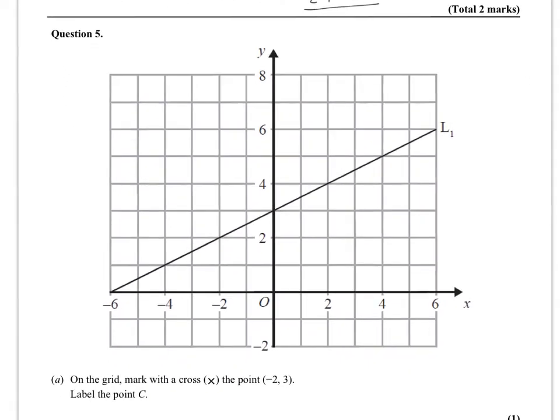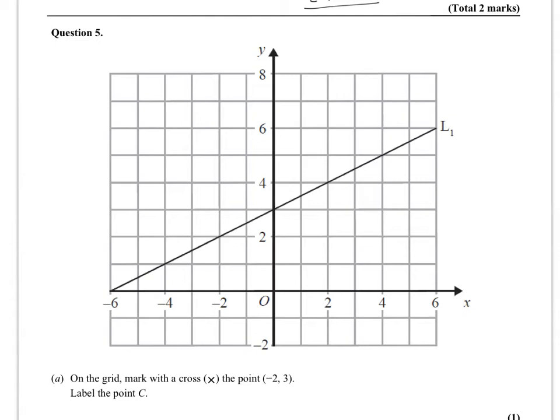We're now going to look at question 5, which the first part asks us to mark with a cross the point -2, 3, and then to label that point C. Well, the -2 is the x-axis and the 3 is on the y-axis. So -2 is here and 3 is there. So the point where they intersect is that point there. I'm going to label it point C.